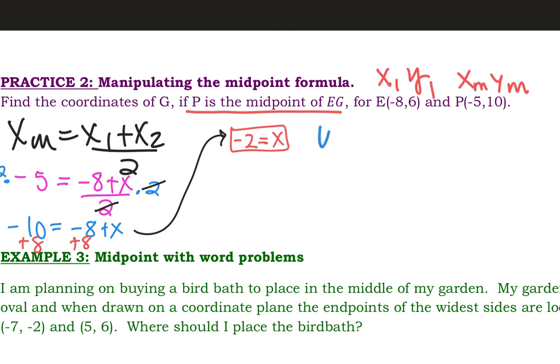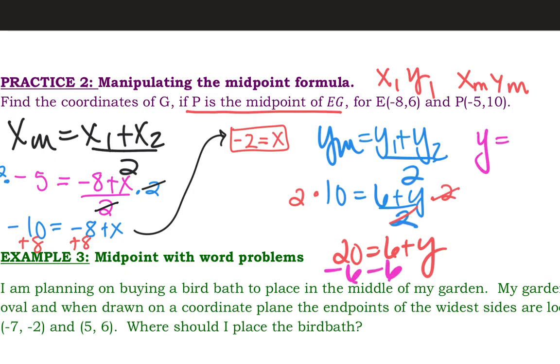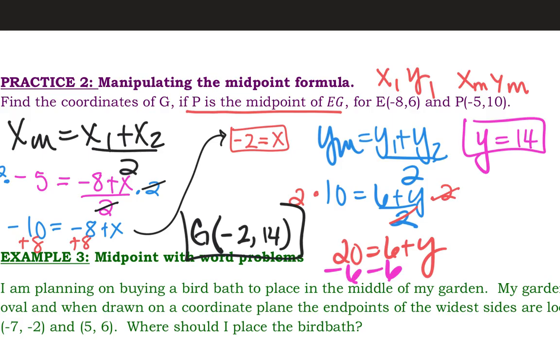All right, so then your YM is equal to Y1 plus Y2 divided by 2. What'd y'all plug in for YM? 10. 10 is equal to 6 plus y, divided by 2. Then multiply by 2. 2 times 10 is 20. Your 2's cancel out. What's our last step? Subtract 6. And Y is 14, correct. What point were you looking for? G. So your answer in your box on your homework will be G is at point -2, 14. That's the coordinate for G.